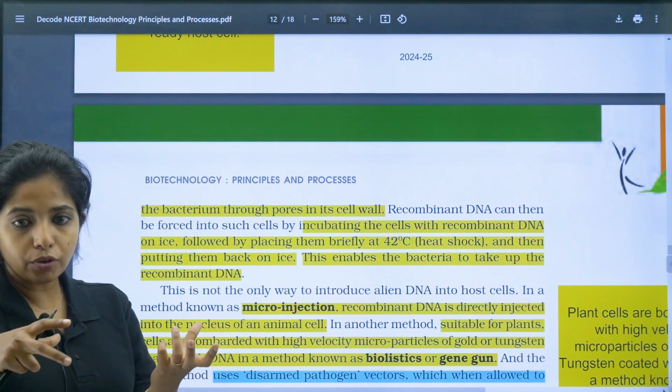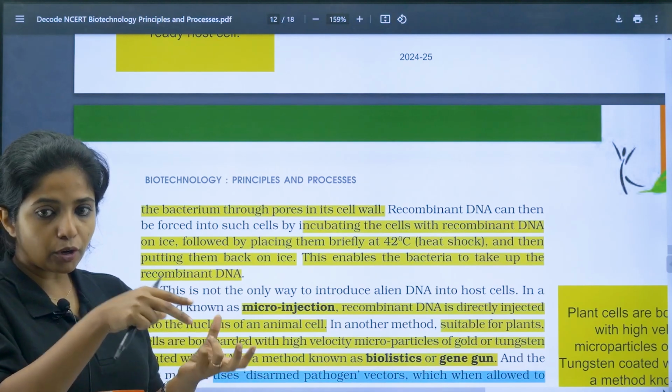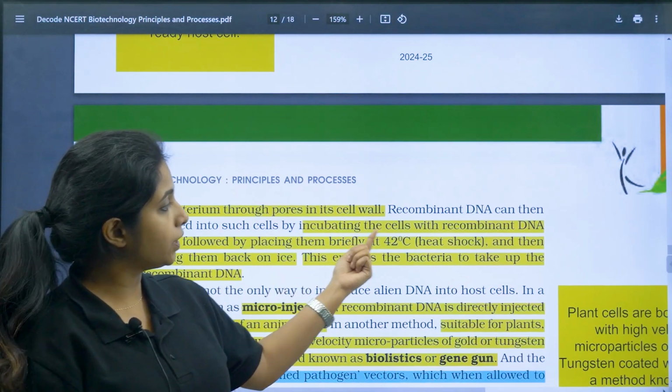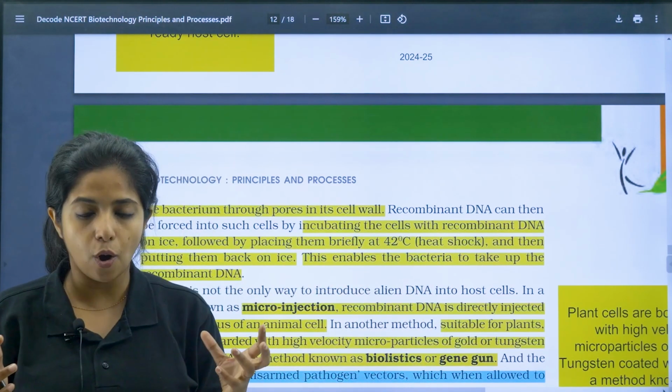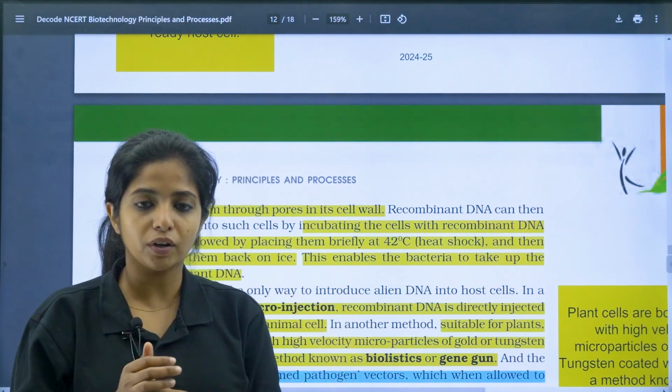Okay, now what are you going to do? You are going to put it on ice. You are going to put both of them on ice, followed by placing them briefly at 42 degrees Celsius, that is heat shock. Now you are going to give heat, and again you are going to put it back into the ice. At this point of time, what happens?